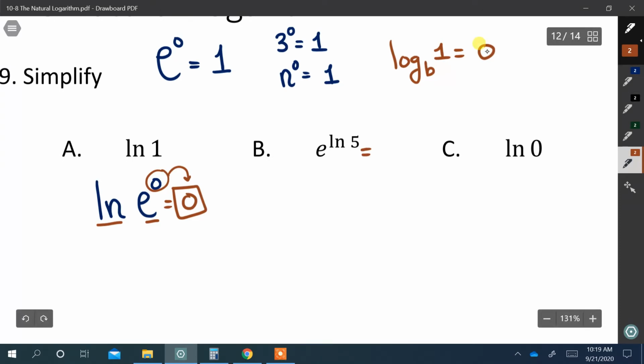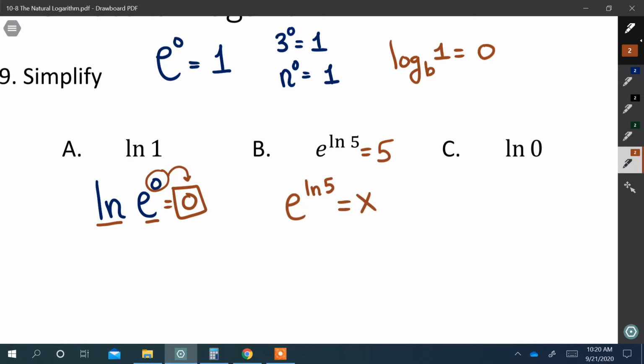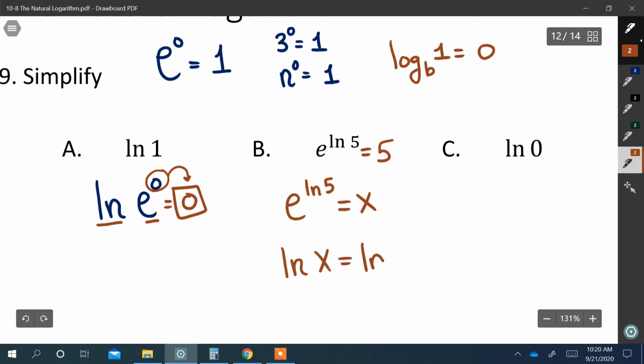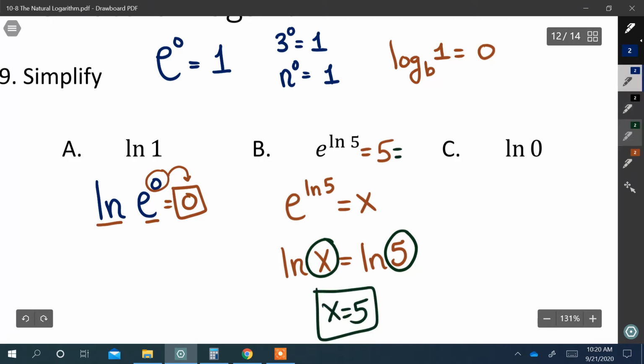This one here, I could tell you that the answer is going to be 5 already, because those cancel each other. But if you want to see it a little bit better, you can set that equal to x, and then we can translate it. It will look like this. It will be natural log of x is equal to the natural log of 5. And then we can see that the x is equal to 5. Okay? So that's a way you can think about that problem.